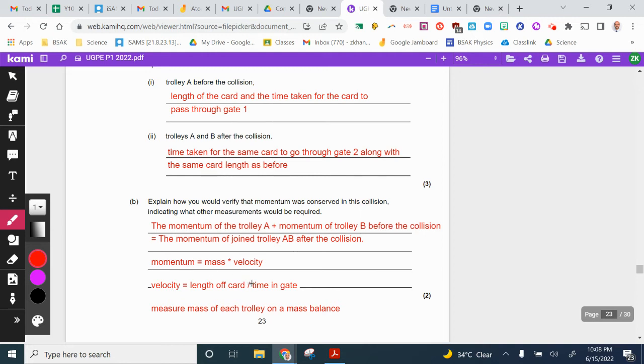And just to clarify, how we're going to find the velocity of the trolleys, it's the length of the card divided by the time that the card's in the gate. And with these measurements, we can find the momentum of each part of the collision, before and after, of each trolley A and B.